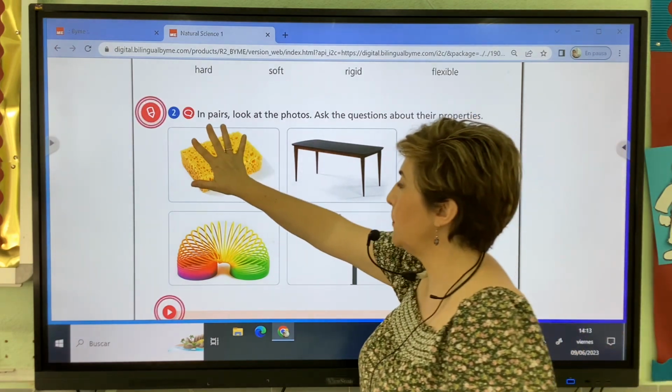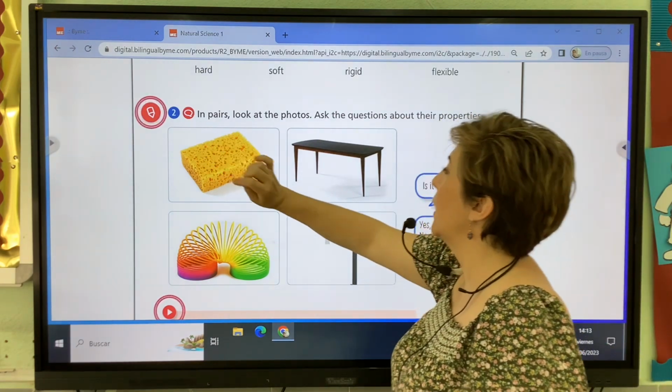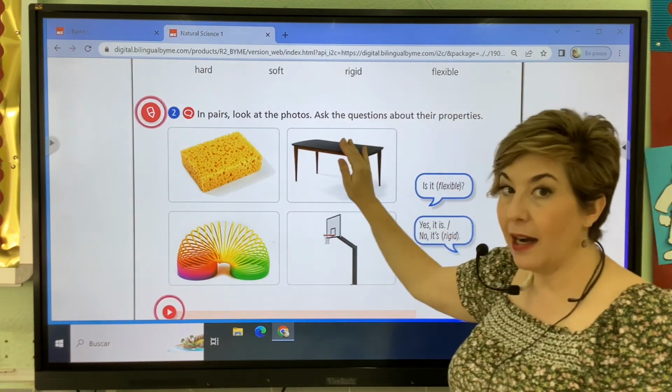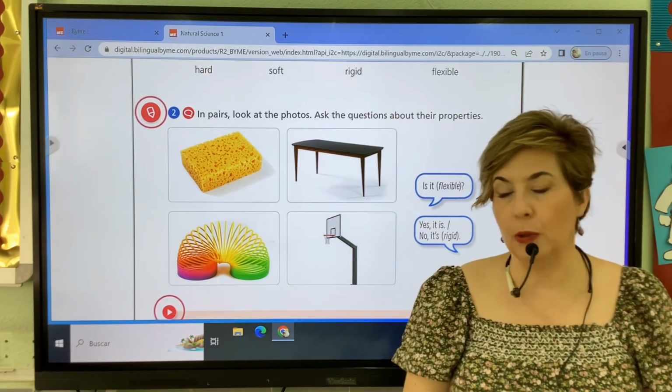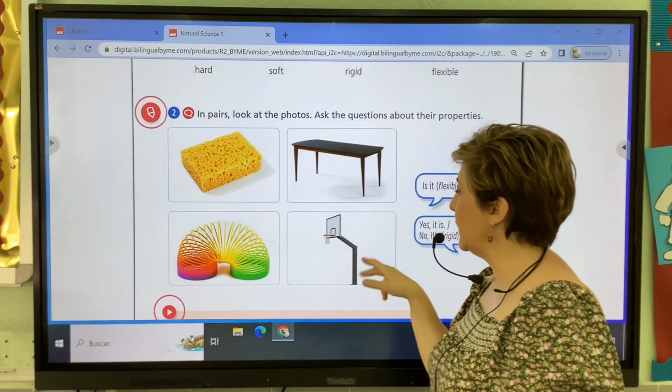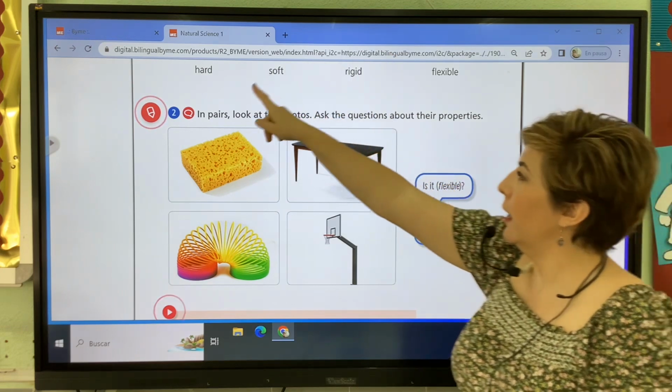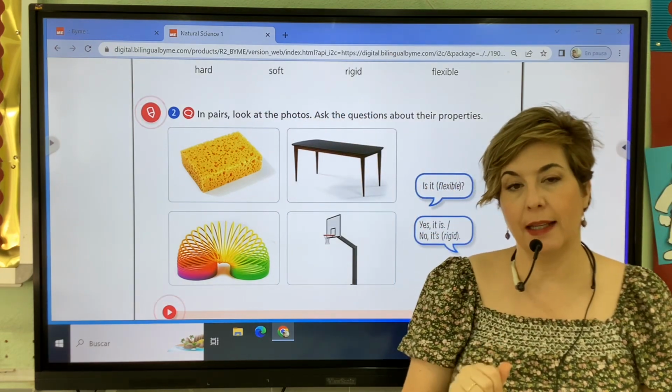So if we talk about a sponge, soft. A table, hard and rigid. A spring, flexible. And a basket would be hard and rigid again.